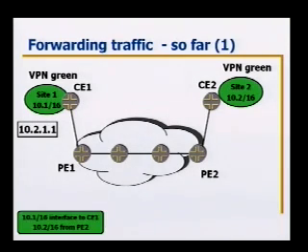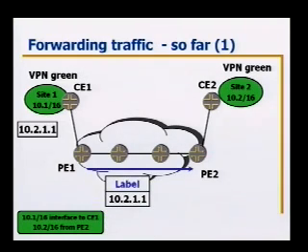PE1 is going to look in the VRF that belongs to customer green. It's going to say, okay, destination 10/16 was advertised to me by PE2, so I need to forward this packet towards PE2. It encapsulates it in MPLS and sends it all the way to PE2, where hopefully PE2 will send it off to the correct site in customer green.